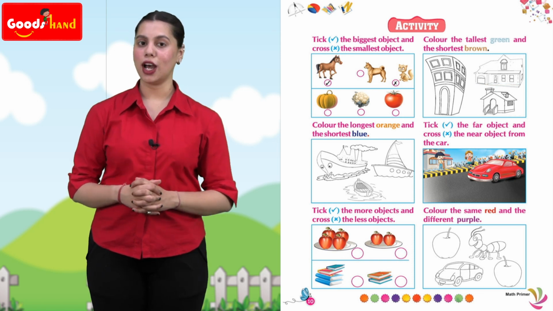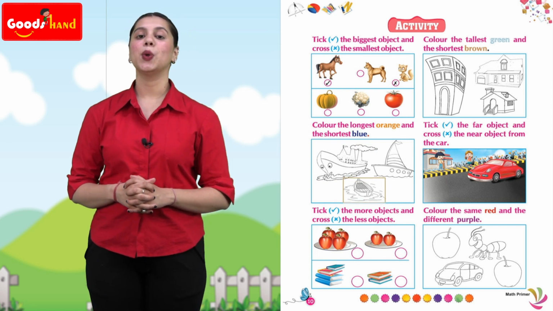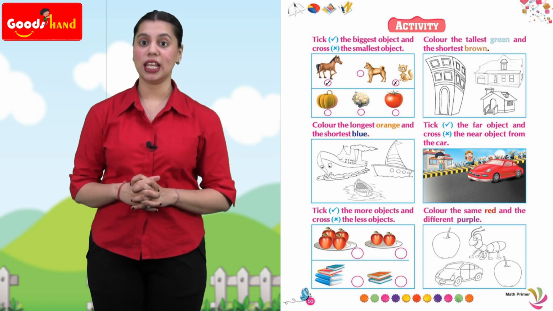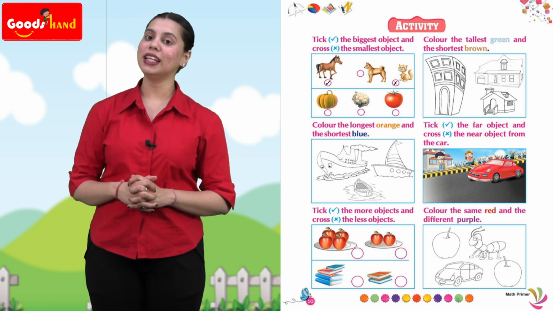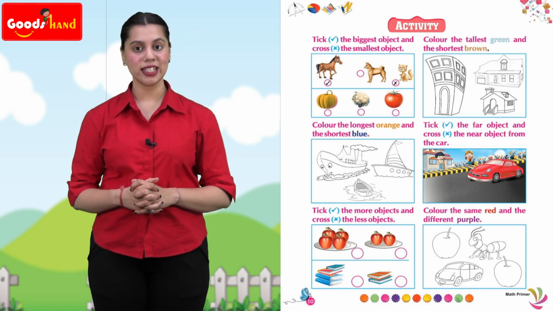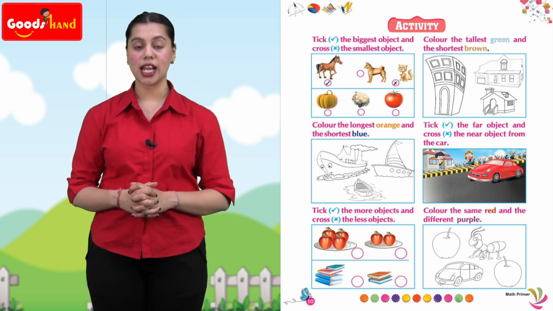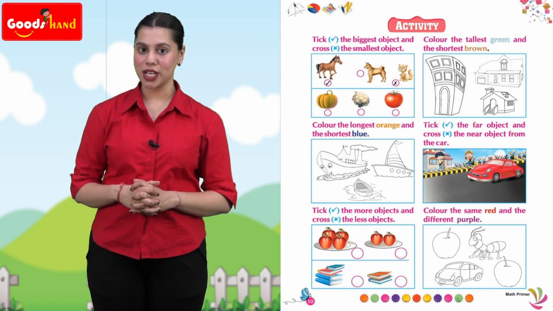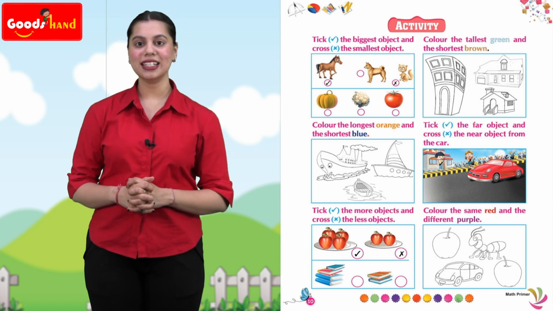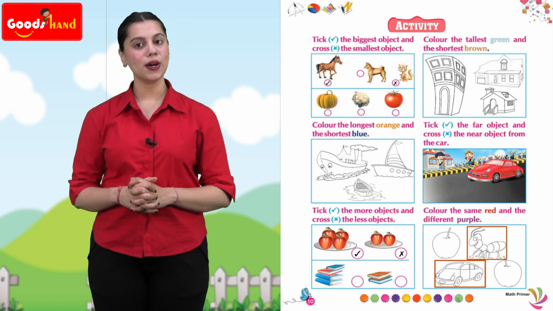Very good, kids. Now we will color the longest orange and the shortest blue. Very good, kids. Now tick the far object and cross the nearer object from the car. Which is the near? Yes, the girl is near and far is the boy. Very good, kids. First tick the more object and cross the less object. More objects are 4 apples in the plate and the less objects are 2 apples in the plate. Color the same red and the different purple.